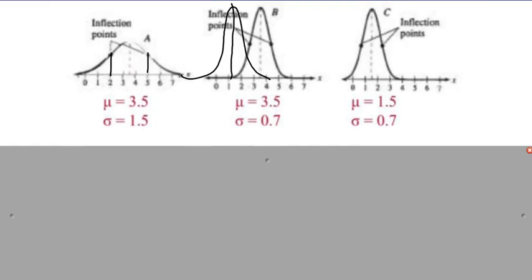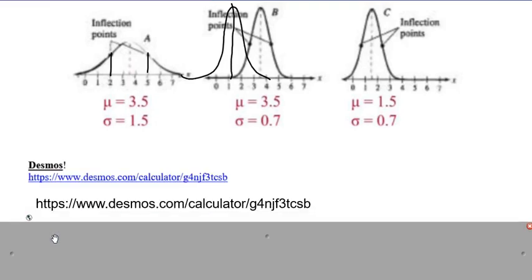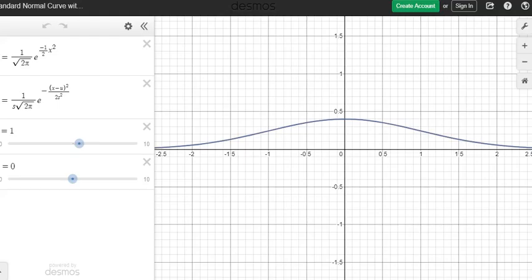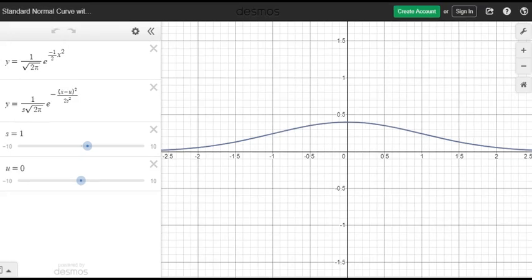Now, there's a link here to Desmos, and it takes you here. Now, don't worry about the fancy equations here. All we're doing here is playing with the fact that if you look at the mean right here, I can change the mean with this slider. And notice how it goes to the right. The mean is moving to the right, or I can move it to the left. I can bring it back to 0.